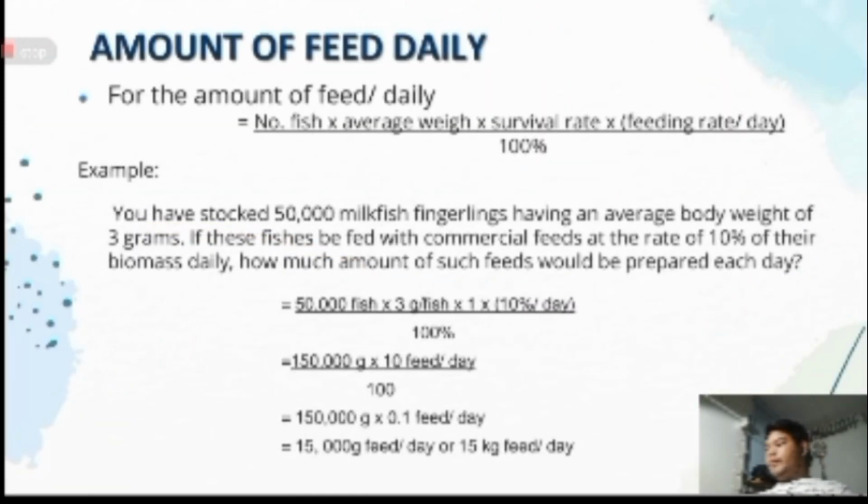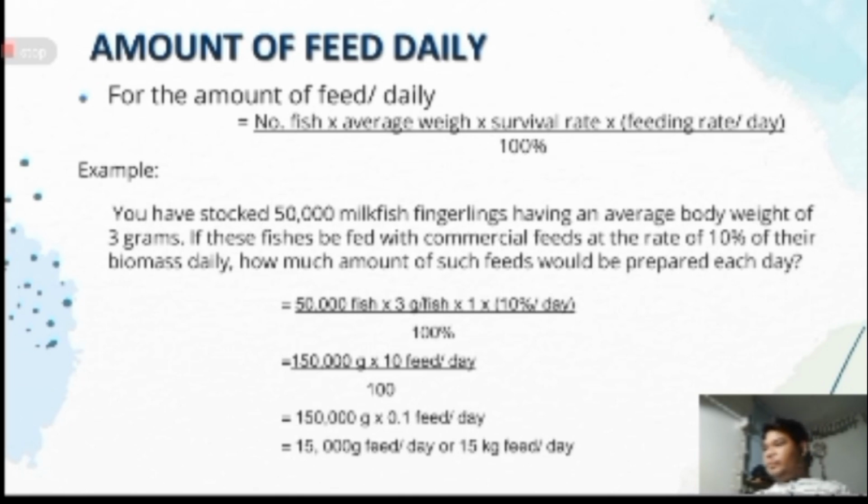So first on our list is the amount of feed daily. Kailangan nating isolve ito para malaman natin yung exact correct amount ng feeds na ibibigay natin doon sa ating aquatic creatures. This will prevent overfeeding and underfeeding. So ang formula natin para dito is number of fish times average weight, and then multiply it with the survival rate times feeding rate per day, and then divide it by 100.